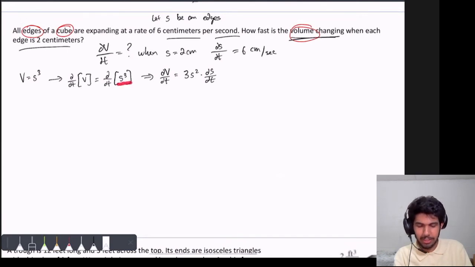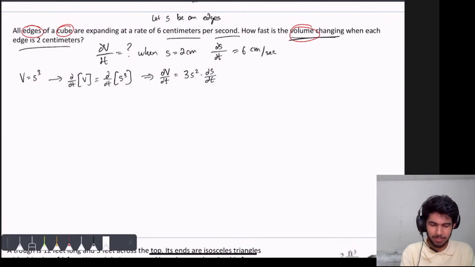So to differentiate that, we use the chain rule. We bring down the 3 here, power rule, 3s, then we lower the exponent by 1, and then we multiply by the derivative of the inside, ds/dt. Hopefully you're starting to get the hang of it. And now we can just solve for dV/dt.